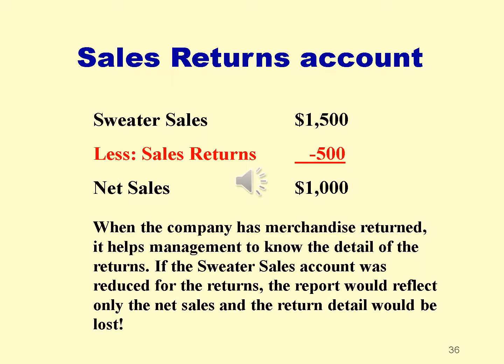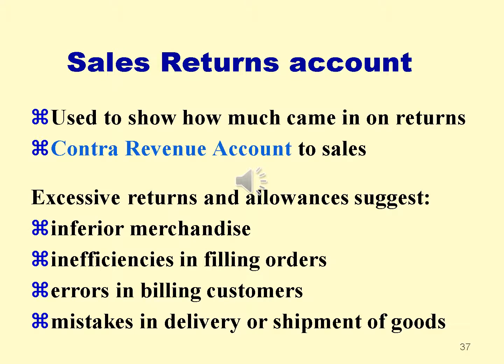We have sweater sales of $1,500 and had customers return $500 of sweater merchandise for a net amount of sales of $1,000. It's important to keep the detail in the sales returns account so that we'll always know that our original sales was $1,500 and $500 was returned. A manager should know how much money had to be returned to customers and why these items had been returned.